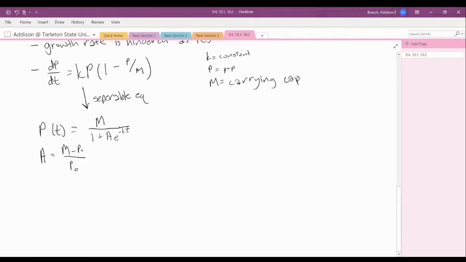So these are important formulas to remember. You will get at least one, if not a few, test questions over the logistic model. You may get 1 or 2 over law of natural growth, but typically they're more likely to pull questions from the logistic model, just because it's a little bit more complex.